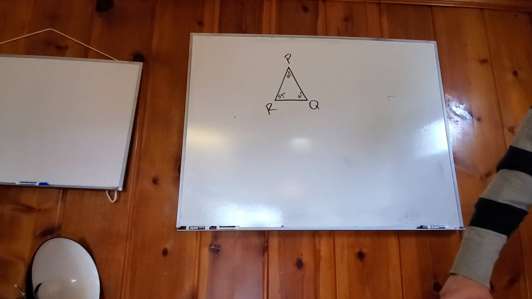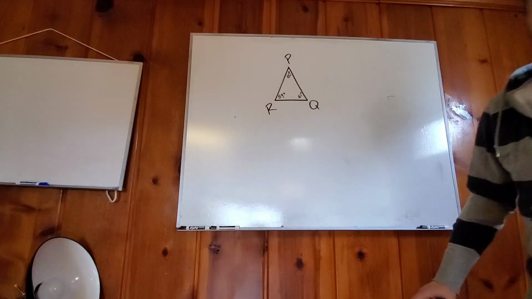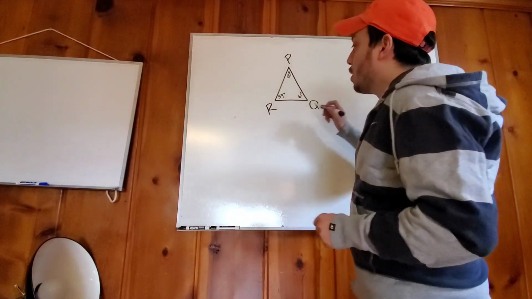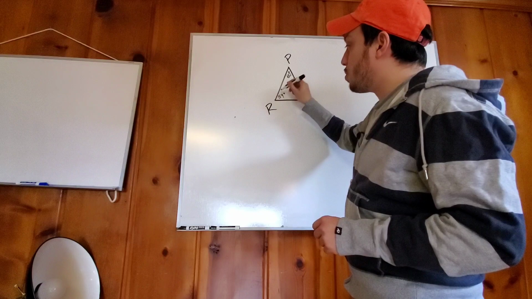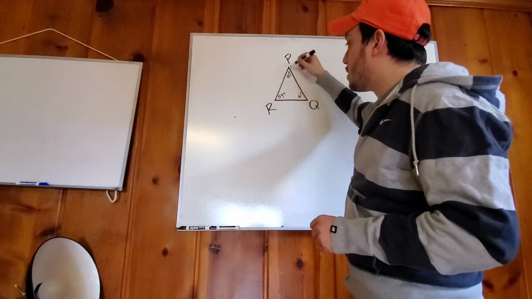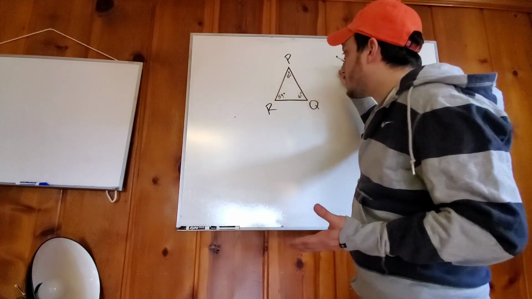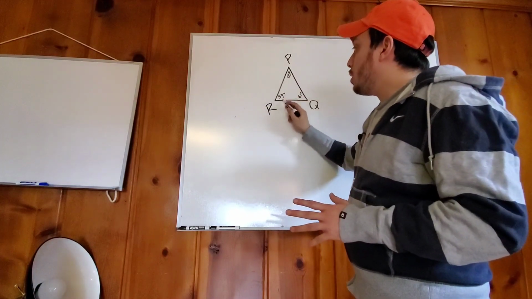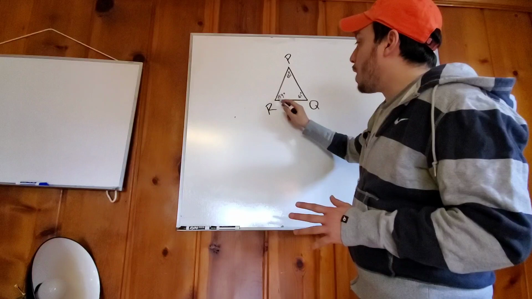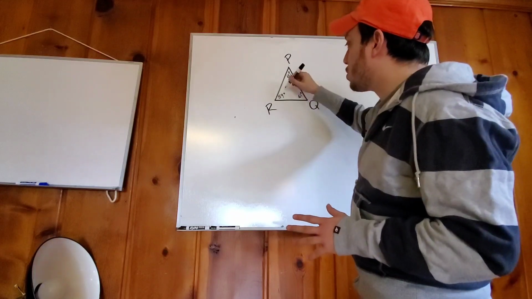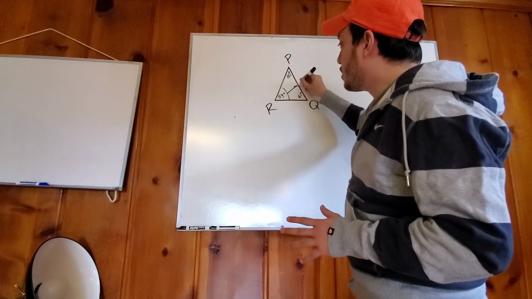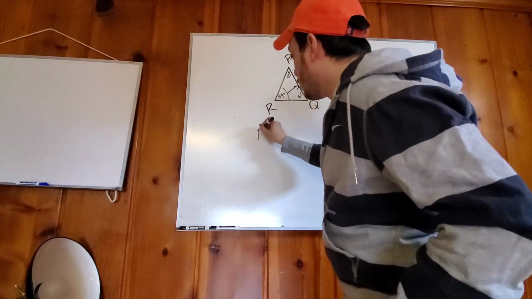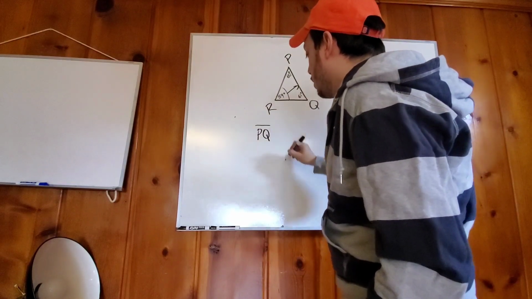So it says list the sides of this triangle in order from shortest to longest. The shortest would make sense to be the side opposite 59 degrees. And it makes sense because 59 degrees is the smallest angle of the three angles. So the smallest angle is this one, so the side opposite is PQ. So side PQ is going to be my smallest.